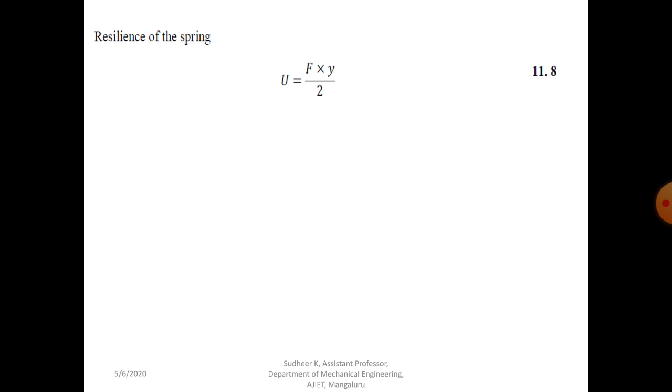Next step, you need to find out the resilience of the spring. Resilience of the spring can be calculated with the help of equation 11.8. Resilience is already given; resilience is nothing but energy stored or energy absorbed. So that is from equation number 11.8. Based on this you can calculate the deflection of the spring, because they have given force and energy, so you can calculate the value of deflection.